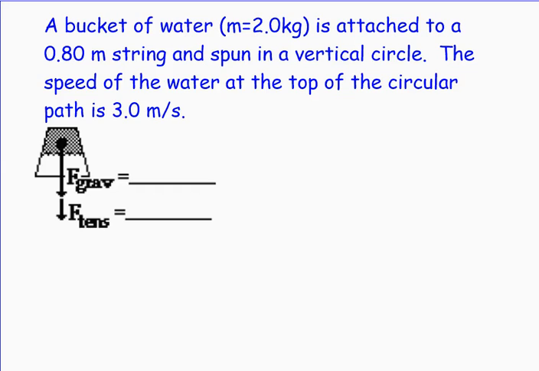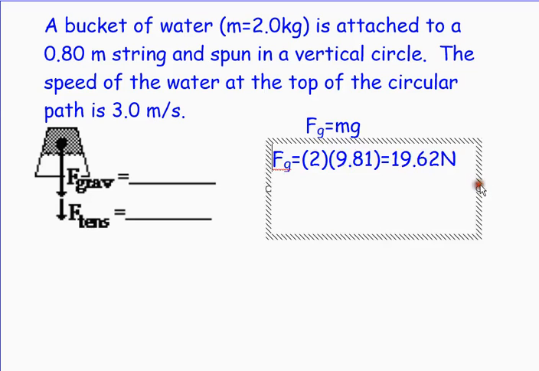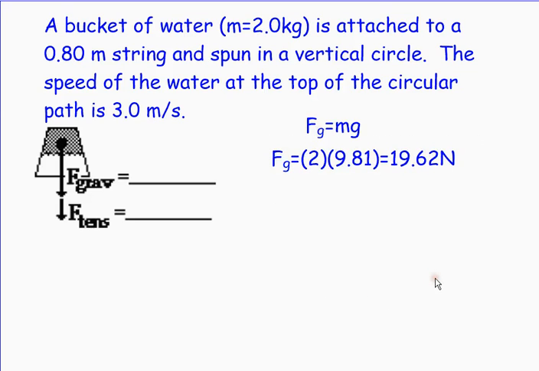So again, let's start with weight. Fg equals mg, and mass is 2, 9.81 for gravity. Gives me 19.62 newtons for my gravitational force, which to two significant figures gives me 20 newtons. Now to find the tensional force, I need to know what the centripetal force is, because these two are going to add together to give me the centripetal force.